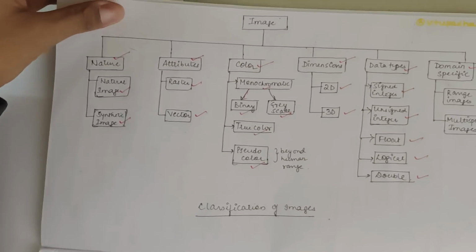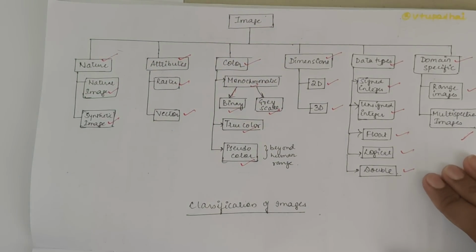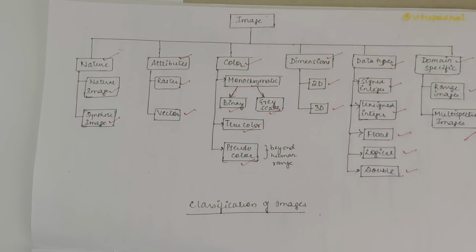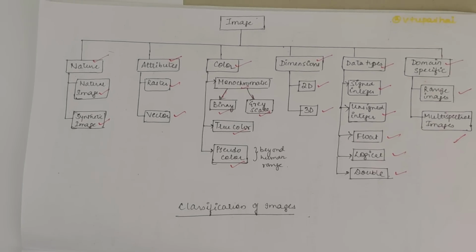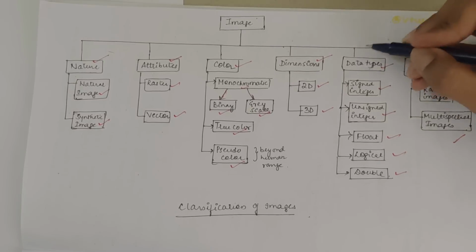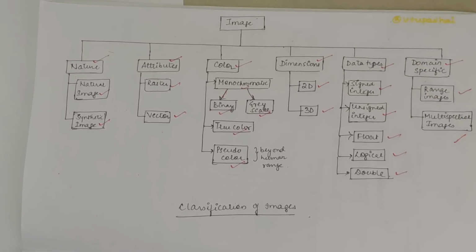Now followed by that, if you see the dimensions, dimension is quite self-explanatory, guys. 2D and 3D: how you represent an image in a 2D format, that is, it has an X and a Y axis. In 3D, it will have X, Y, and Z axis. Then data types. Images can also be classified based on the data types, that is unsigned integers, signed integers, float, logical, and double. And domain specific, basically how the image is fixed to a particular domain.